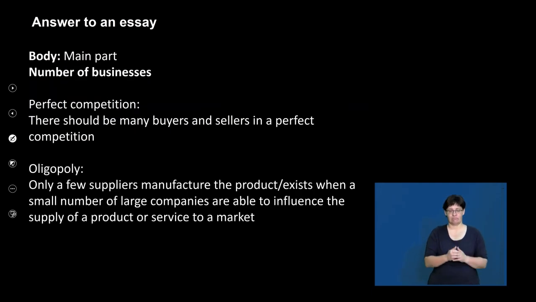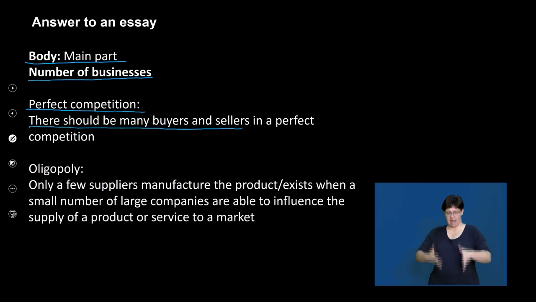Right, now let's go to the main body. You see it's written main body, I'm underlining there. So our first sub question is under number of businesses. For example, then you will tackle the perfect competition, right? What happens in terms of number of businesses in a perfect competition? There are many buyers and sellers in a perfect competition.